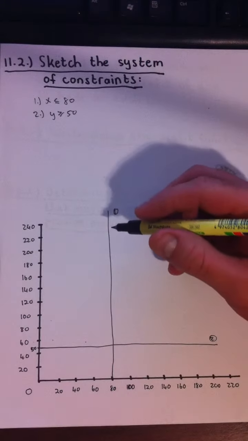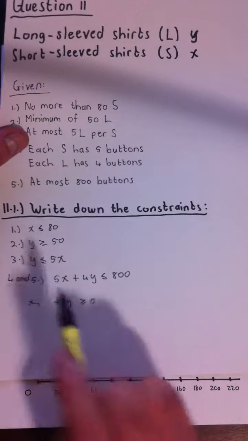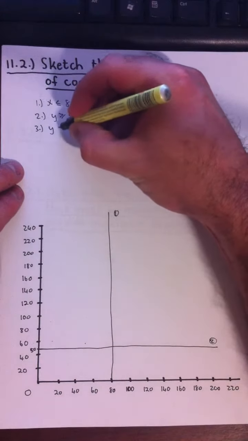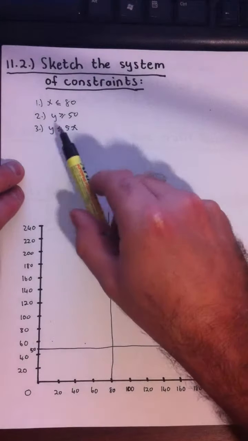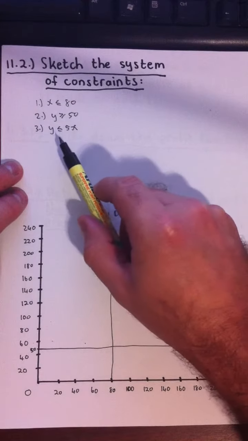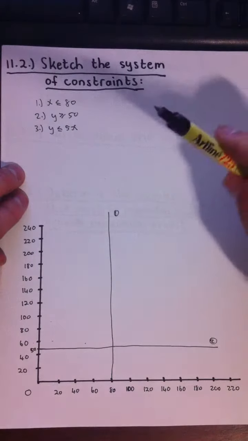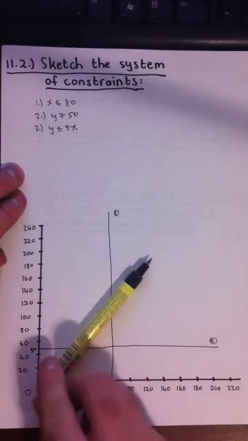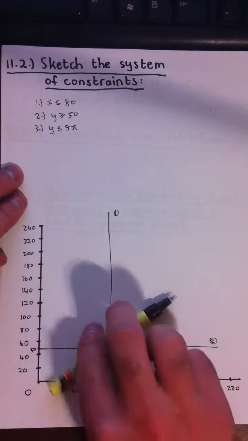Okay, the third constraint we had was Y has to be less than or equal to 5X. Again, if we replace that with an equal sign, we get Y equals 5X. And how are we going to draw that? Well, remember that Y equals some constant times X is just a straight line, and the value in front, the coefficient, just determines how steep it goes.